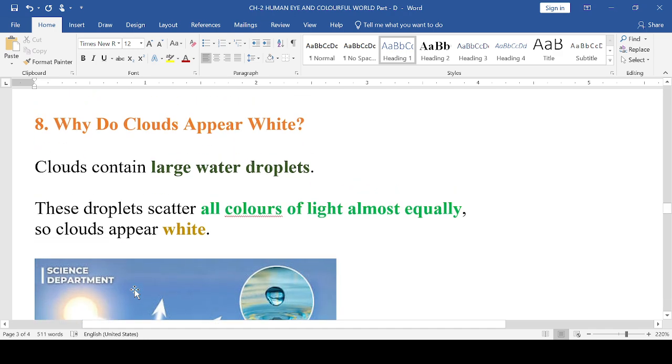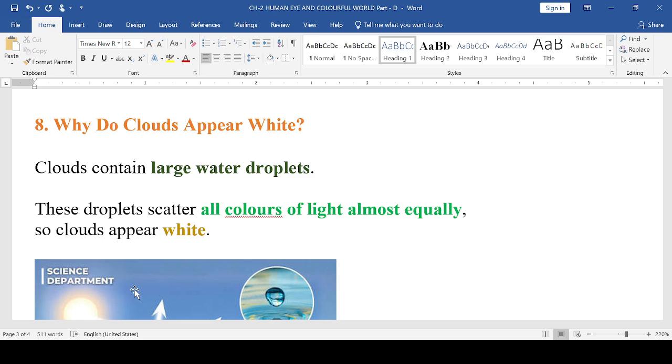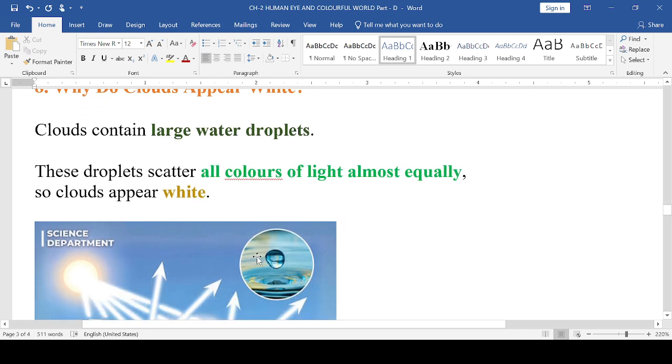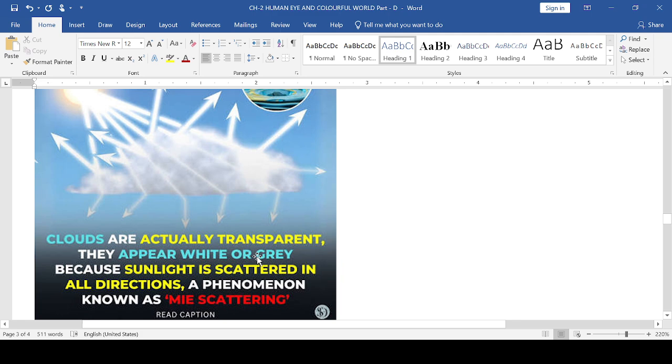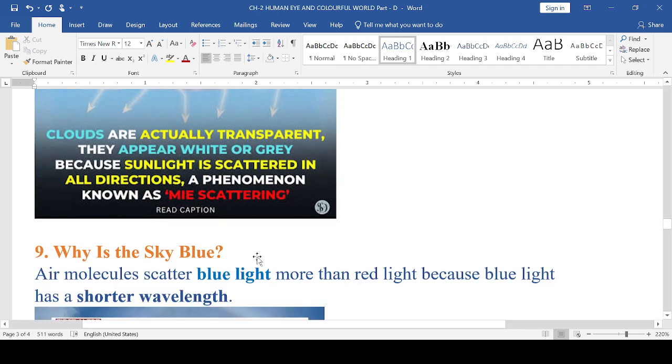So why do clouds appear white? Clouds contain large water droplets. These droplets scatter all colors of light almost equally, so clouds appear white. They appear white or grey because sunlight is scattered in all directions, a phenomenon known as Mie scattering.